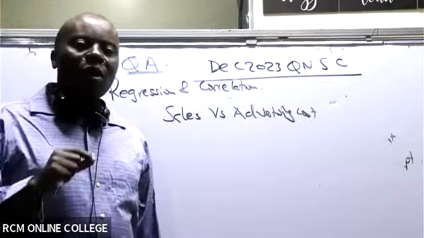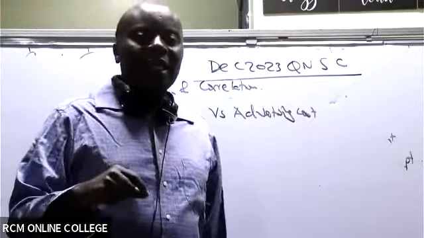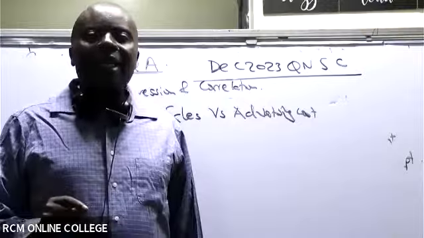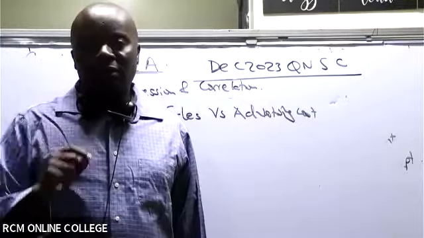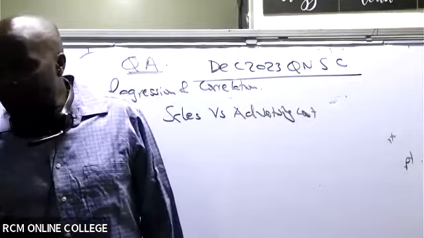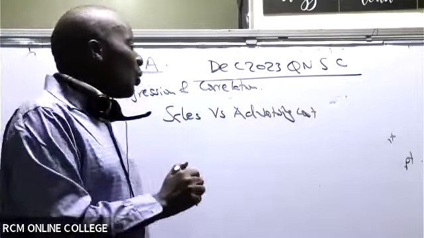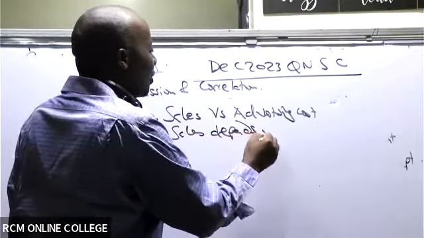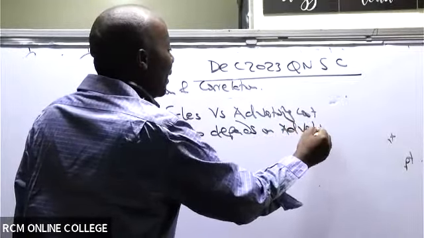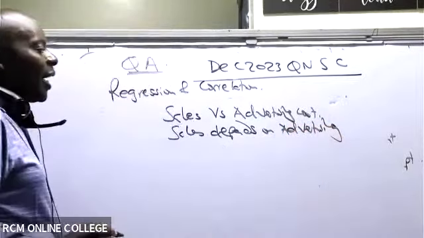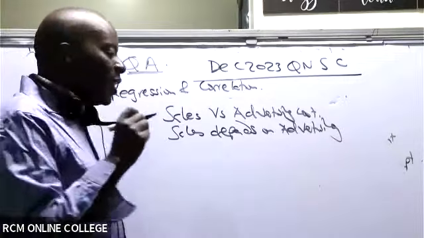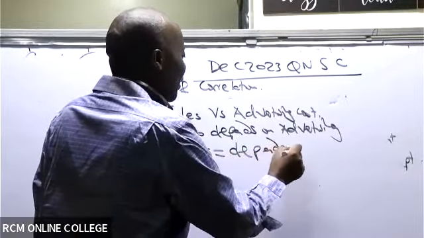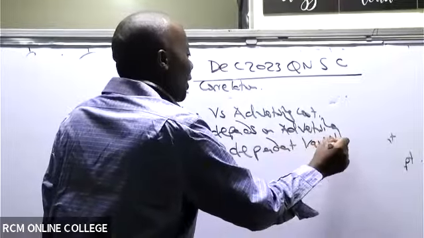Ladies and gentlemen, what I know is, if we are aggressively advertising, like RCM College, the moment you aggressively advertise, then sales will have to grow. Sales depends on advertising. Thank you very much, Sabrina. So sales depends on advertising. And therefore, sales is the dependent variable.